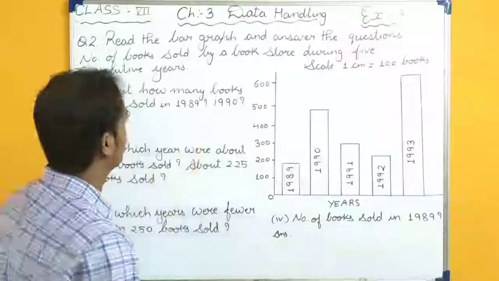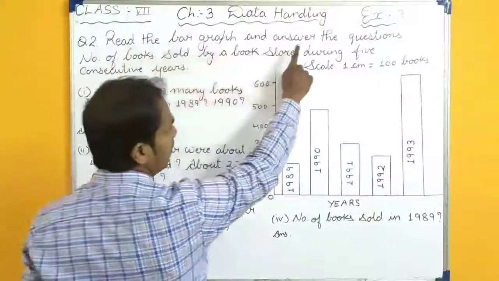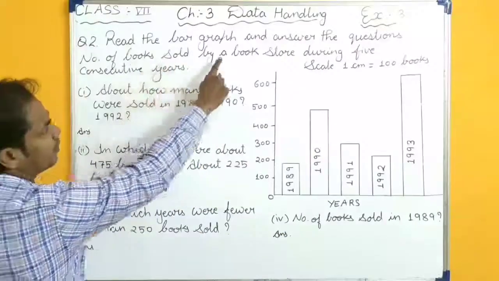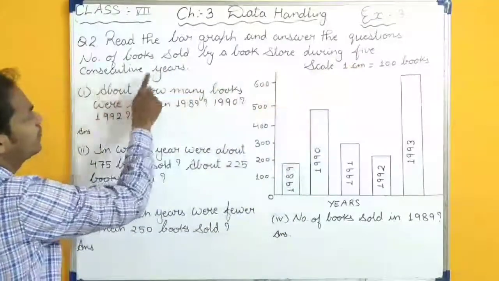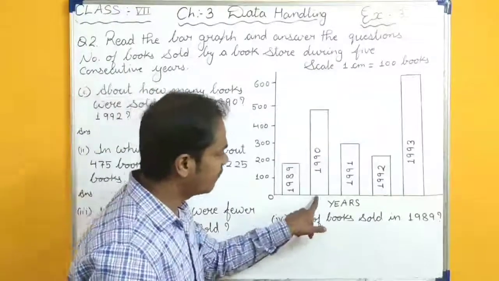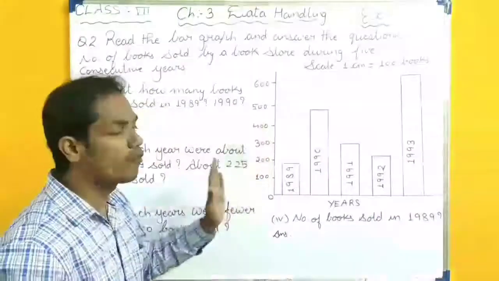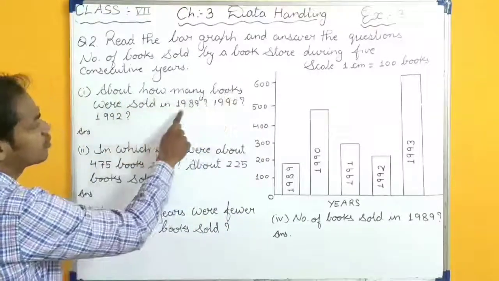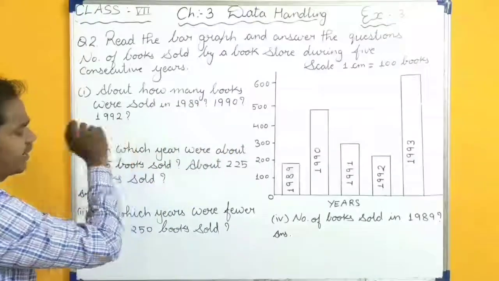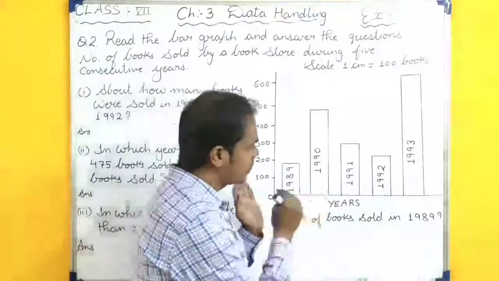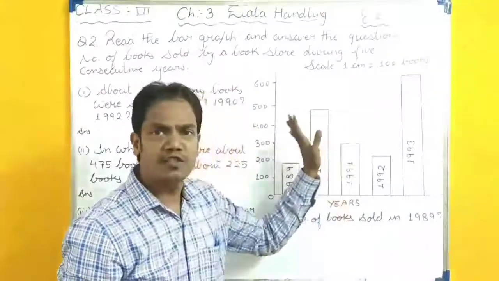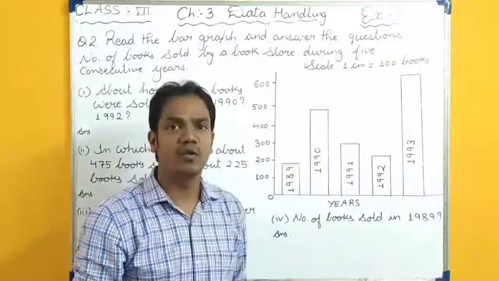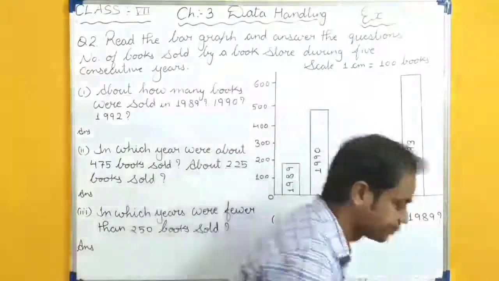Now we will come to a question. Read the bar graph and answer the questions that follow. Number of books sold by a bookstore during 5 consecutive years. These are 5 consecutive years and these are the number of books sold. The first question is how many books were sold in 1989, 1990 and 1992. You can observe here there is no lining as given in graph paper, so sometimes it becomes very difficult to measure. With the help of a ruler you can measure.